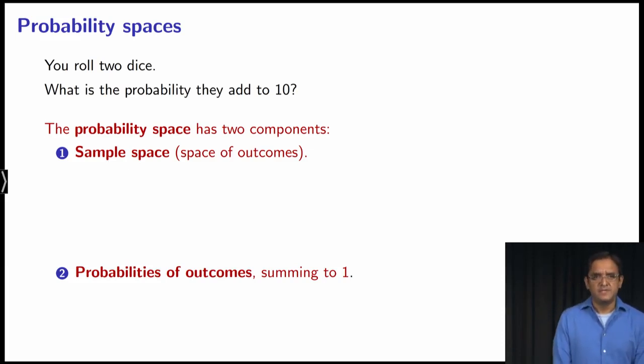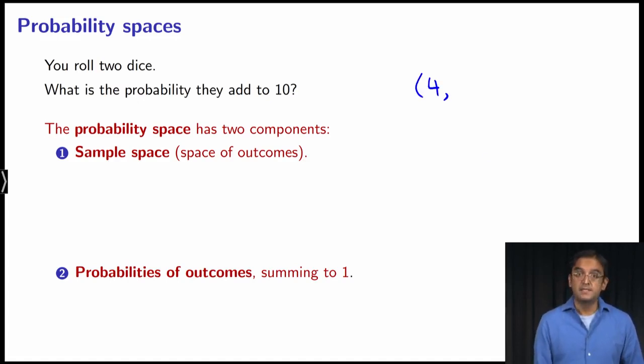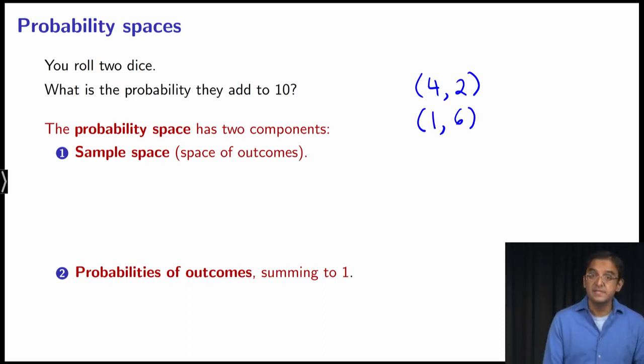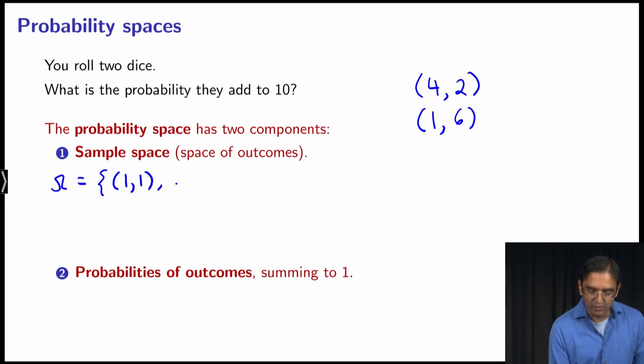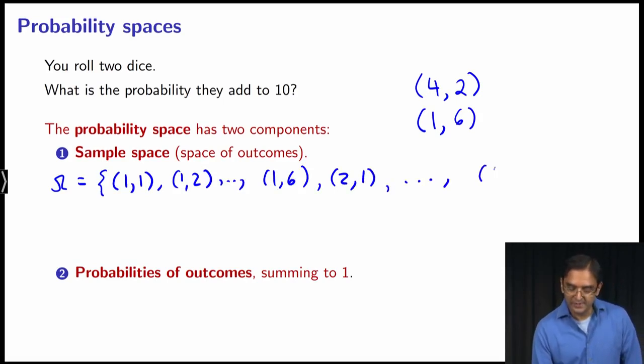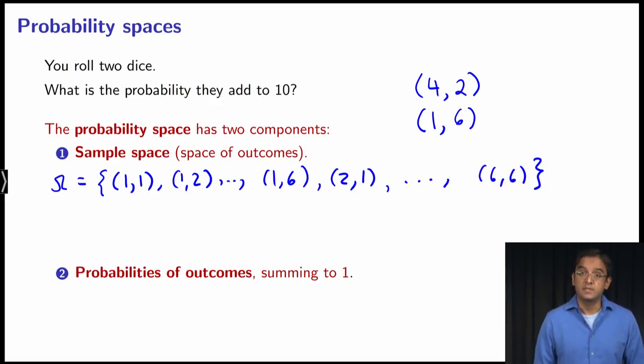So what are the outcomes for this experiment? Well, we roll two dice, so maybe the first one is a 4, and the second one is a 2. We'll write it like that. Or maybe the first one is a 1, and the second die turns out to be a 6. The sample space is the set of all possible outcomes, so it's the set of all possible pairs like this. So the sample space consists of (1,1), (1,2), all the way to (1,6), then (2,1), and so on and so forth, all the way to (6,6). These are all the possible outcomes.